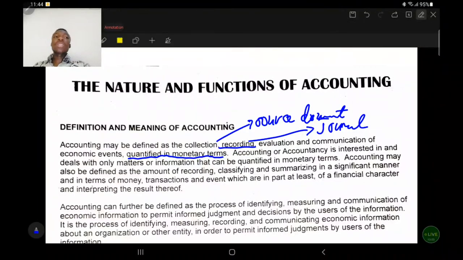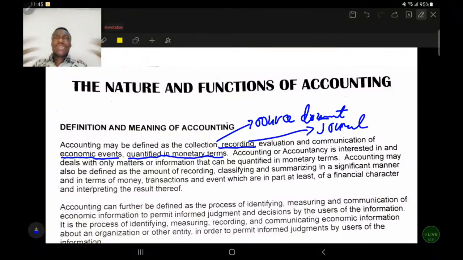So if you say you are an accountant, you are recording, and the information is not of monetary value, then it's not accounting that you are actually reporting. So when it comes to accounting, all the activities that you as an accountant are going to record should be monetary in value. So let's take note of that. So accounting, I define it as what? An act of collecting, recording, evaluation, and communication of what? Economic events.